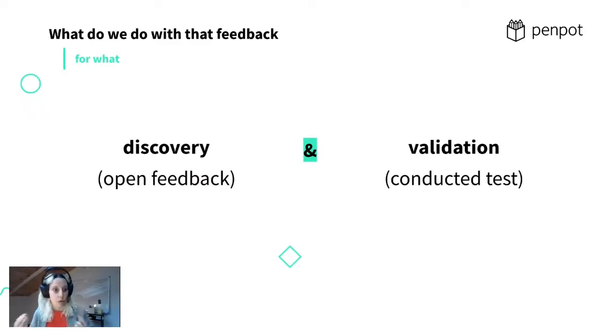And feedback for what? We use the feedback we receive to discover new opportunities for Penpot, with the open feedback and new functionalities that users tell us to do, and requests we receive. But also we use it for hypothesis validation. More the former than the latter, but a little bit of both. We sometimes validate user stories or functionalities by learning what users want us to do.